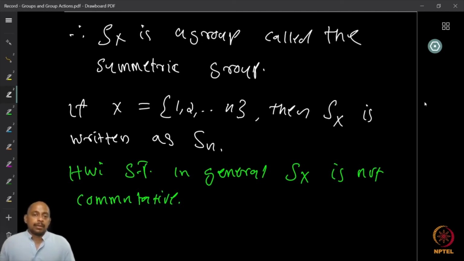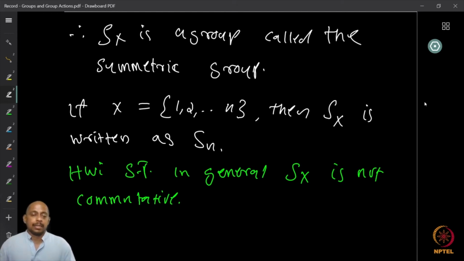Now, as we mentioned, S_X is called a symmetric group. Now, if X is a finite set, let's say 1 to n, then S_X is usually written as S subscript n, because it's the nth symmetric group. Then show that as a homework. In general, S_X is not commutative.